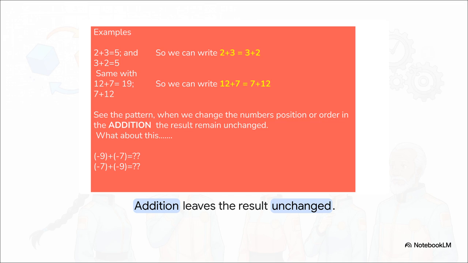Think about basic addition. 2 plus 3 equals 5. Swap the order. 3 plus 2 still equals 5. What about -9 plus -7? That gives you the exact same result as -7 plus -9. When we change the numbers' positions in addition, the end result remains entirely unchanged. It is safe, it's predictable, and it's perfectly balanced.